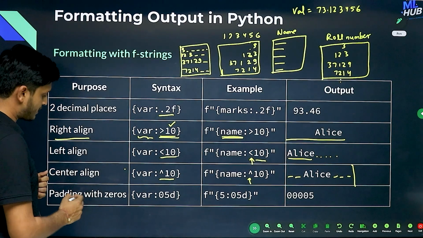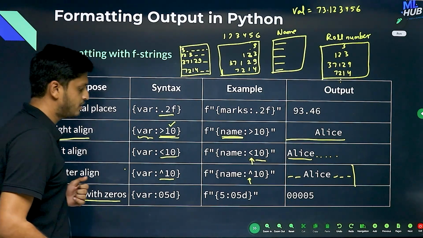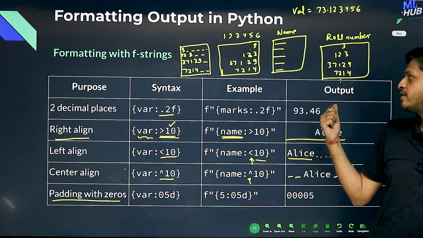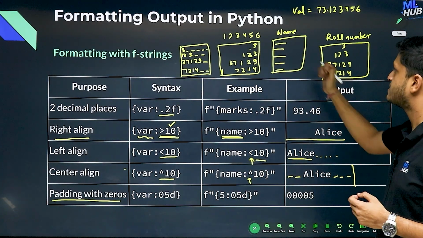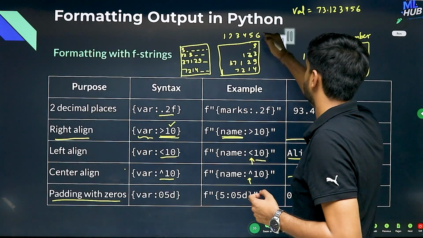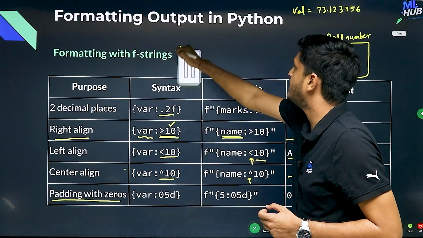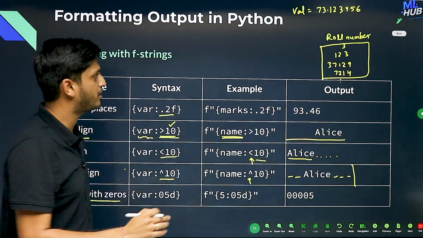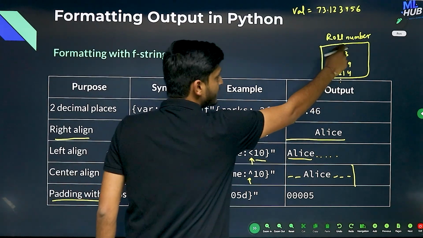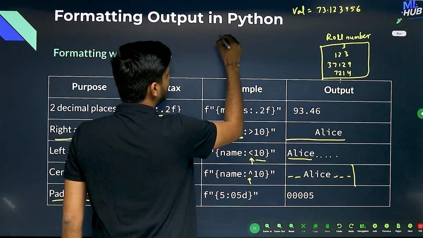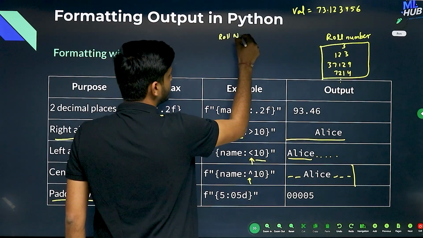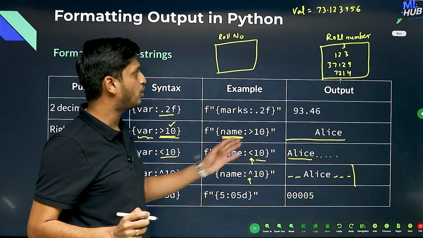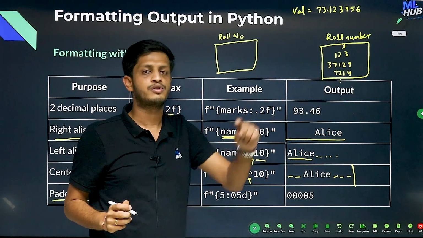Then the next type of formatting is padding with zeros. What if I want to print all these roll numbers in 6 spaces, but now I want to add zeros in front of them so that there is no space? If a number is a single digit, then it should be printed like this. Every roll number will take 6 spaces, and automatically I want them to be padded with zeros.